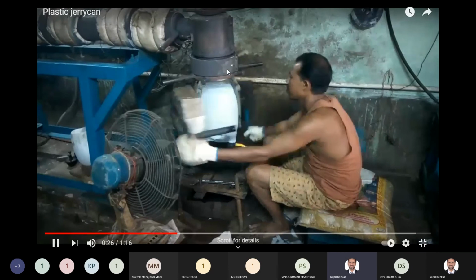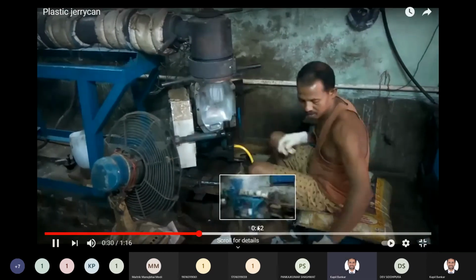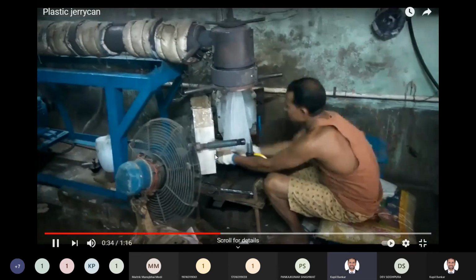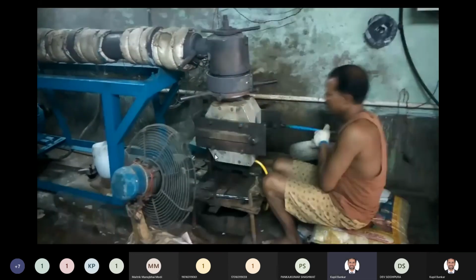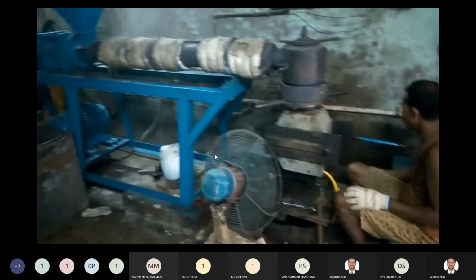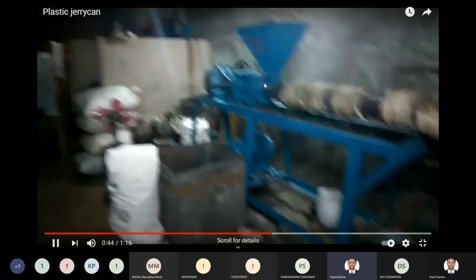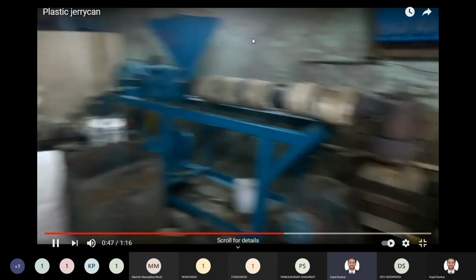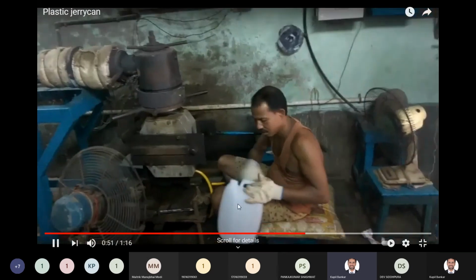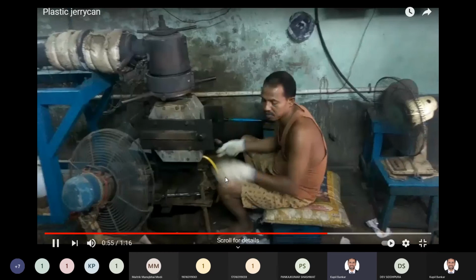And these are the two dies. Now, this is your plastic container. Now, this is the Parison. The Parison is coming and the die is closed. Then apply the air. And see, this is the extruder machine. This is the hopper through which you can add your plastic material. Now, this type of container is made with the help of this machine.